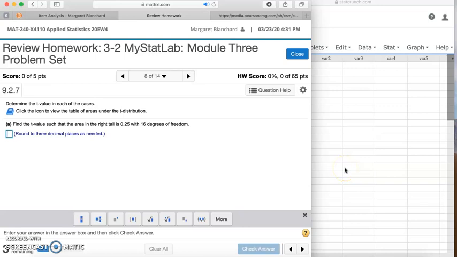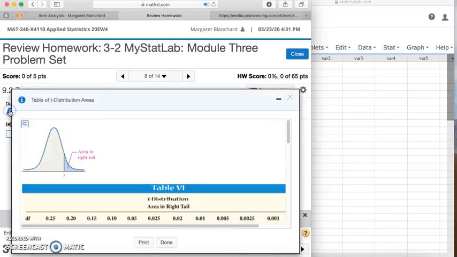Module 3, problem number 8. It says determine the t-value in each of the cases. Click on the icon here to view the table of areas under the t-distribution. If you click here, it opens the table. You can pop it out to open it in a bigger table, however you want to do it.